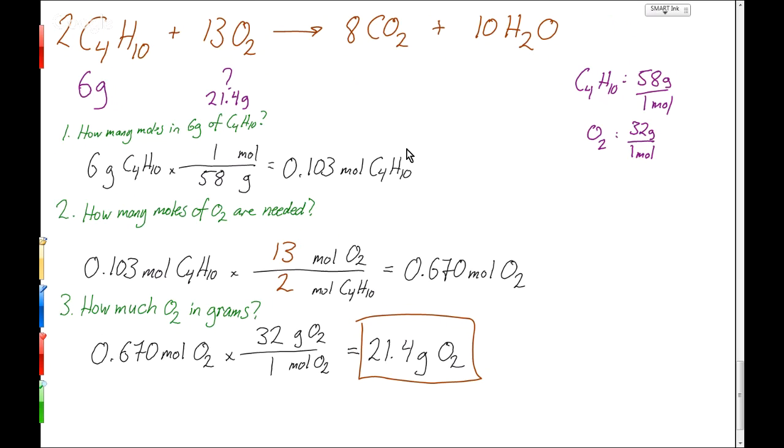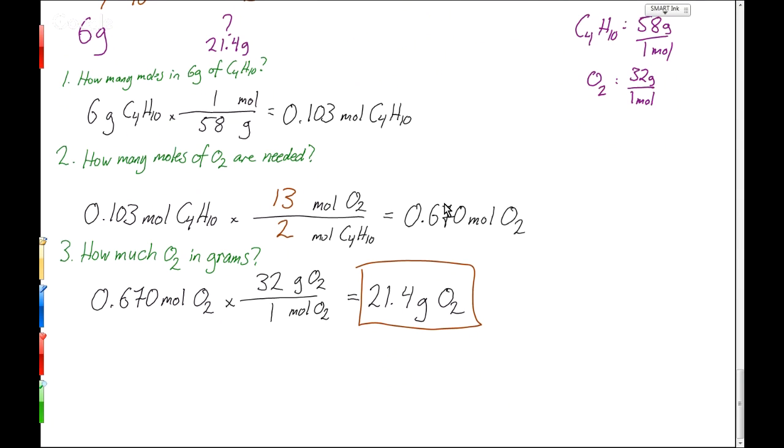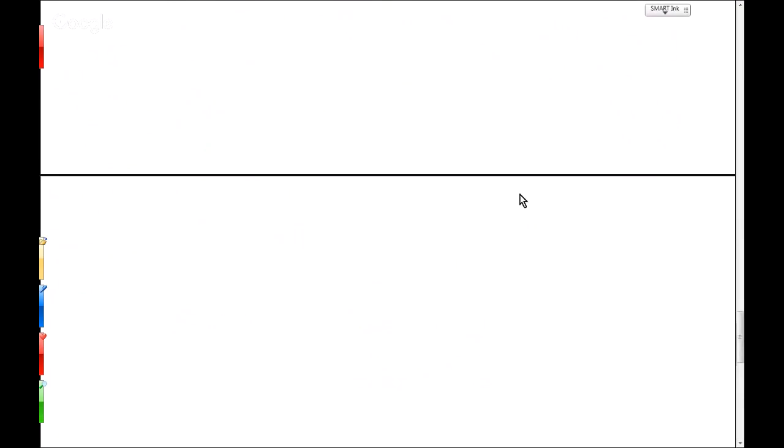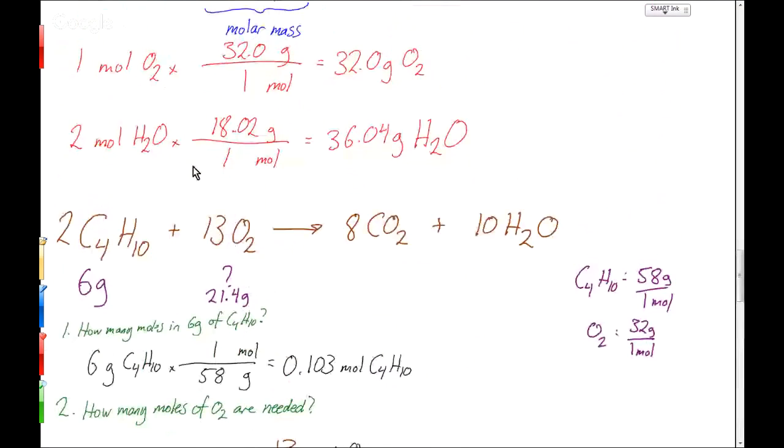This can also be done, and we're going to do some other examples of this, with the products. In fact, let's do that now. If we start with that same 6 grams of butane, how much carbon dioxide do we make? It's the exact same process, but with the numbers from the carbon dioxide instead. I want to show you the other way to do this, which a lot of people think is a little easier. So I'm going to copy this over.